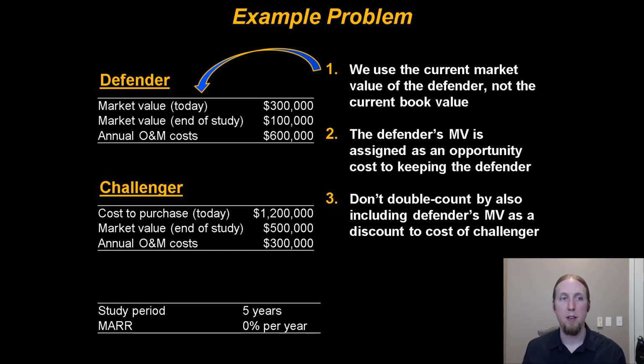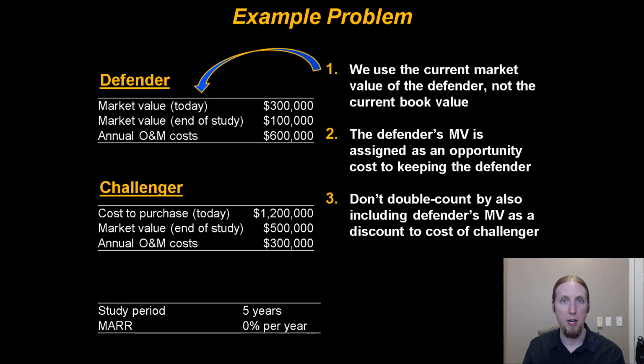If we want to calculate the present worth of the Defender and the Challenger and compare them to get our answer, we're going to take the market value of the Defender today, subtract the market value at the end of the study, and then add in 5 years of annual O&M costs of $600,000 per year. For the Challenger, we have the initial investment today of 1.2 million. The market value at the end is 500,000, so we can subtract that off, and we've got 5 years of O&M costs of $300,000 per year.